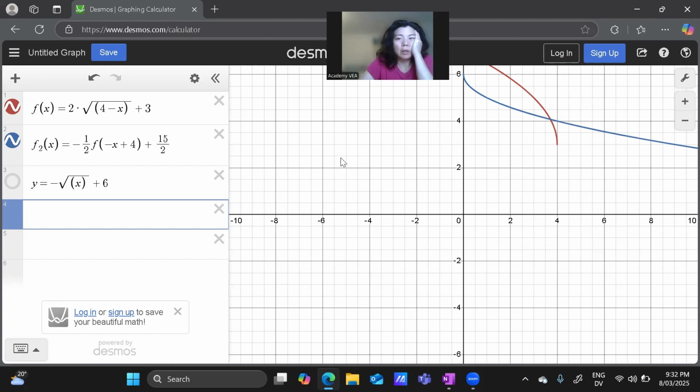And so to confirm that it's right, I just type in the second graph, which is negative square root of x plus 6. And when I click graph, it actually sits right on, it should, if we've done it right, sit right on top of the blue graph, which it does. So hopefully you can see the green change to blue. And so that means I've got my transformation right and I've got my function notation right as well.